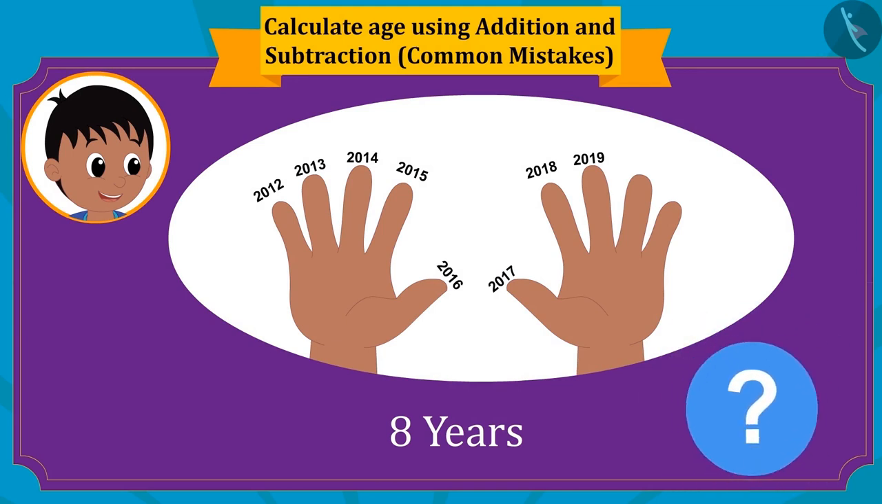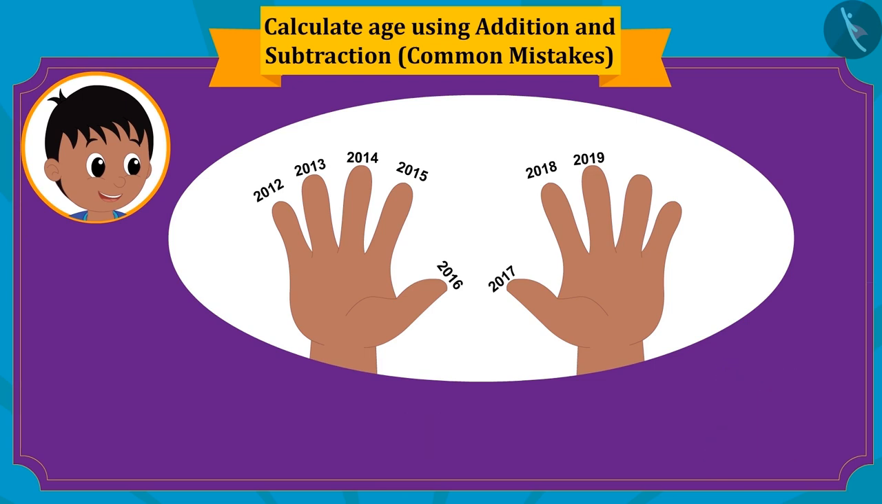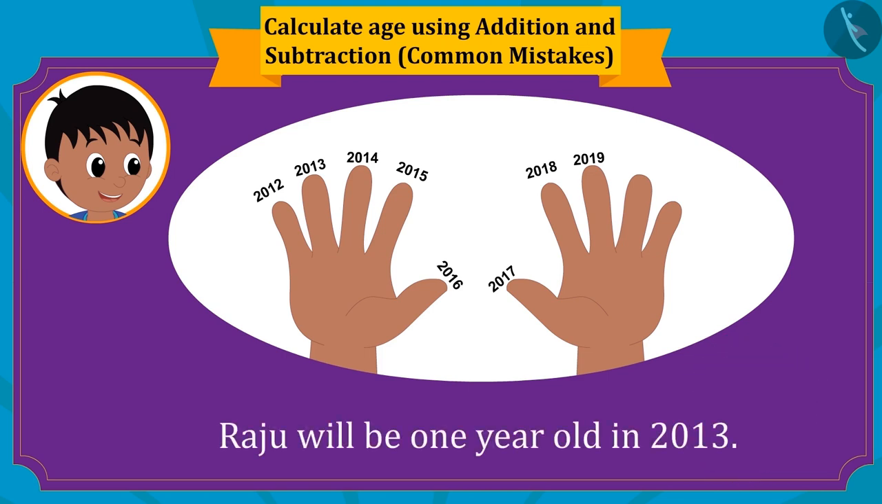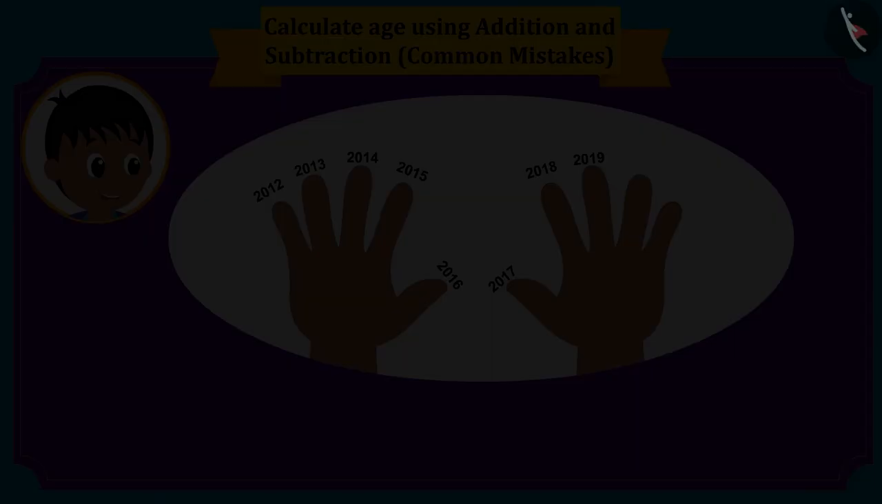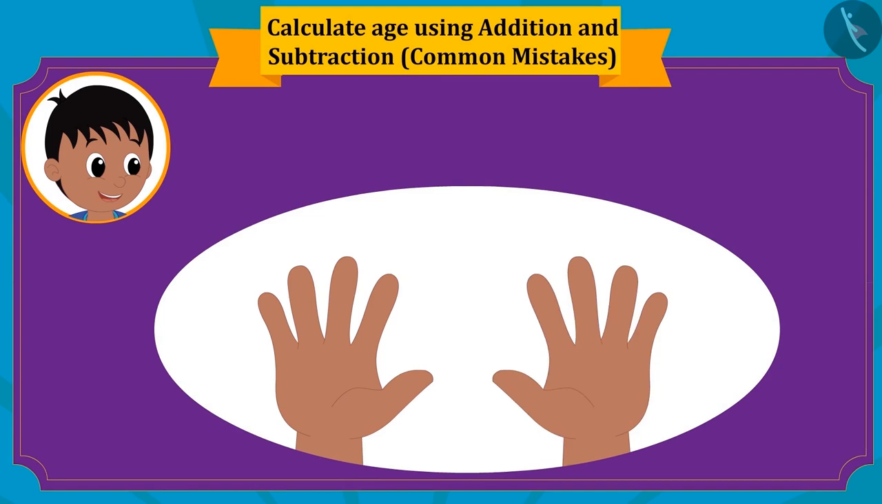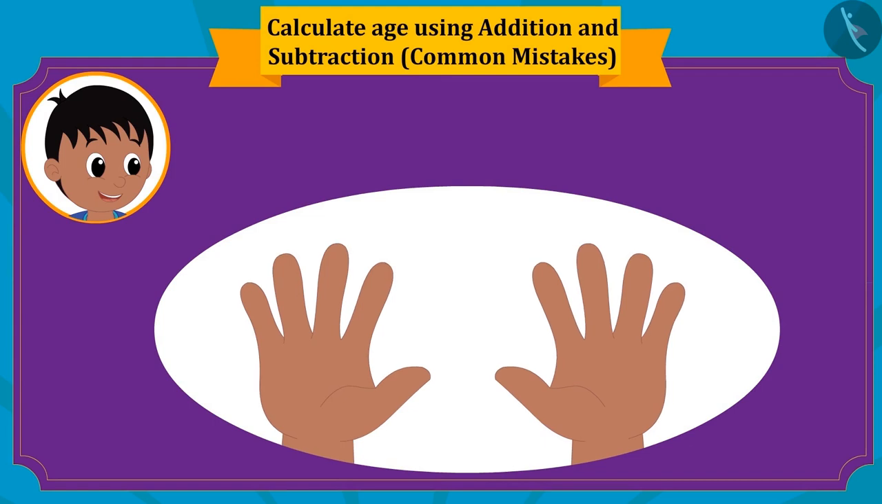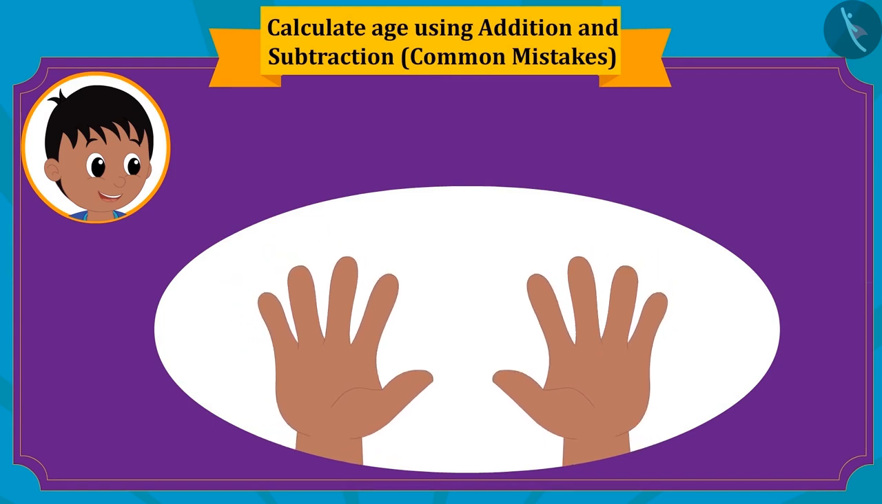Children, has Raju counted his age properly? Raju has made a mistake. He started counting from 2012, while he should start counting from 2013. But why? Because Raju will be 1 year old in 2013 and not in 2012. Remember, children, whenever you are counting on your fingers, you should start counting from the next year of your birth year.